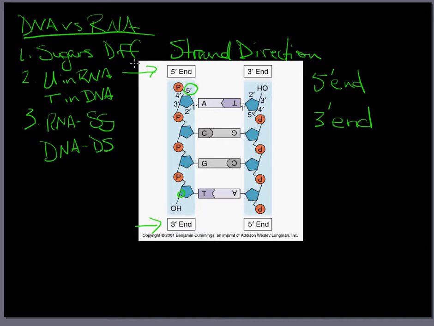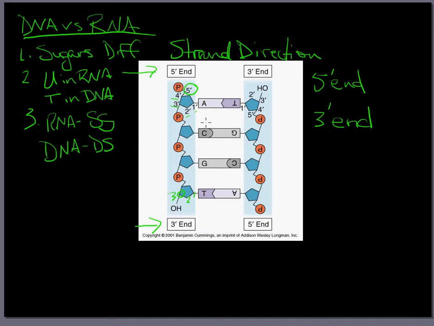So here's our sugar molecules in here. Here's our first carbon, our second carbon, our third carbon, right? 1, 2, 3, 4, and there's our 5th carbon. That's how this gets to be the 5' end. Down here, 1, 2, 3. Here's carbon 3, so that becomes the 3' end.